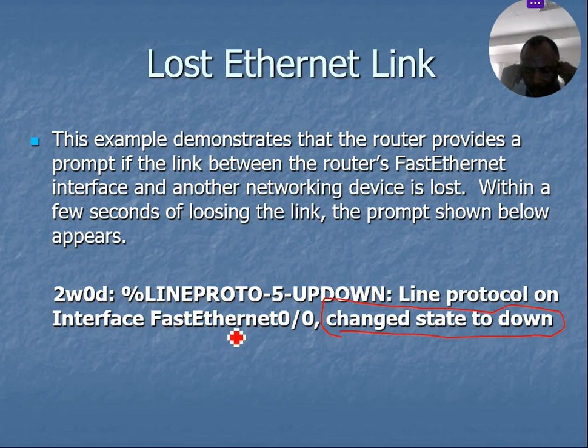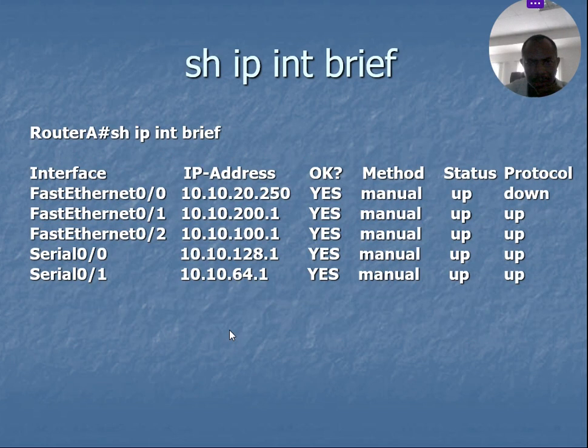This interface is down, meaning the other status you are going to see is down. Now let's see what will be displayed when something is lost. Look at it: only this interface, FastEthernet 0/0. The IP address is there, the method is manual, and the status is okay, but the protocol is down.